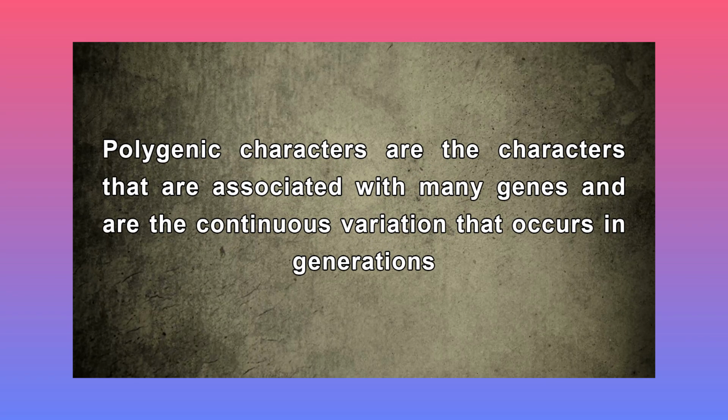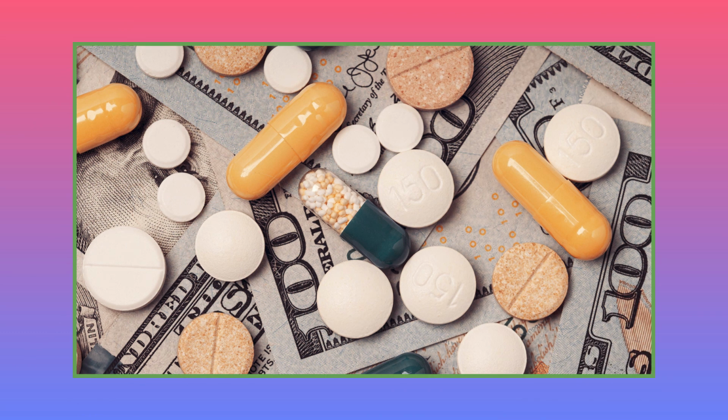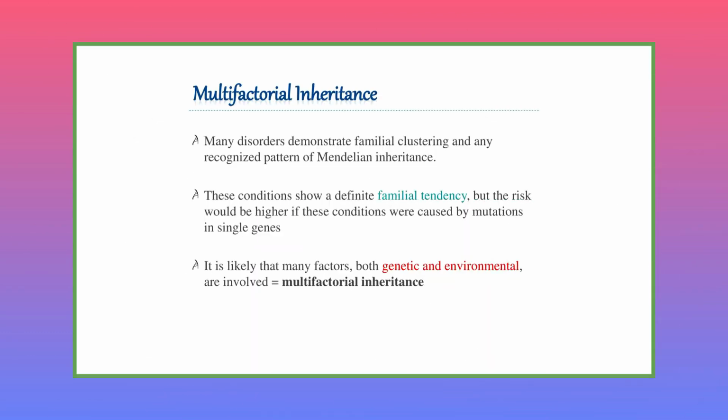Polygenic characters are the characters that are associated with many genes and show continuous variation that occurs in generations. They inherit in a non-Mendelian fashion. Many polygenic traits get influenced by other external factors along with the polygenes. External factors can be the environment, drugs, etc. Hence, it's called the multifactorial inheritance of the polygenic traits.